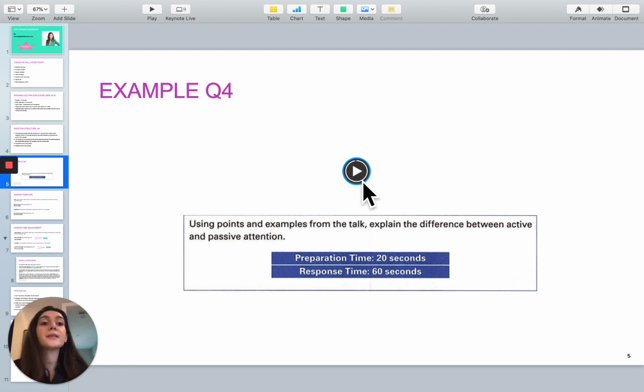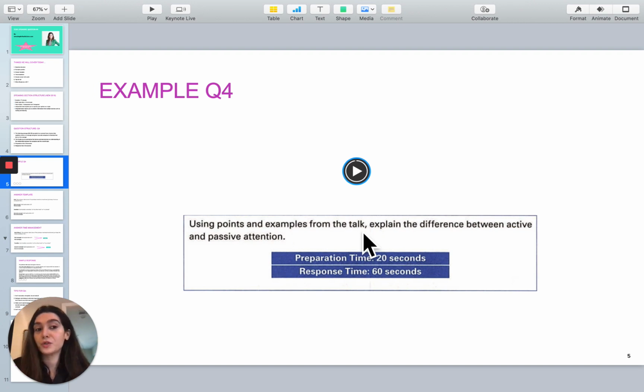There are two concepts. They first explain the first concept with the first example, and then the second concept with the second example. And then you can see here, using points and examples from the talk, explain the differences between active and passive attention. So now you should have been taking notes, and we're not covering note-taking strategy in this training, but how you take your notes and what type of information you put in your notes can really help you with responding to the question.